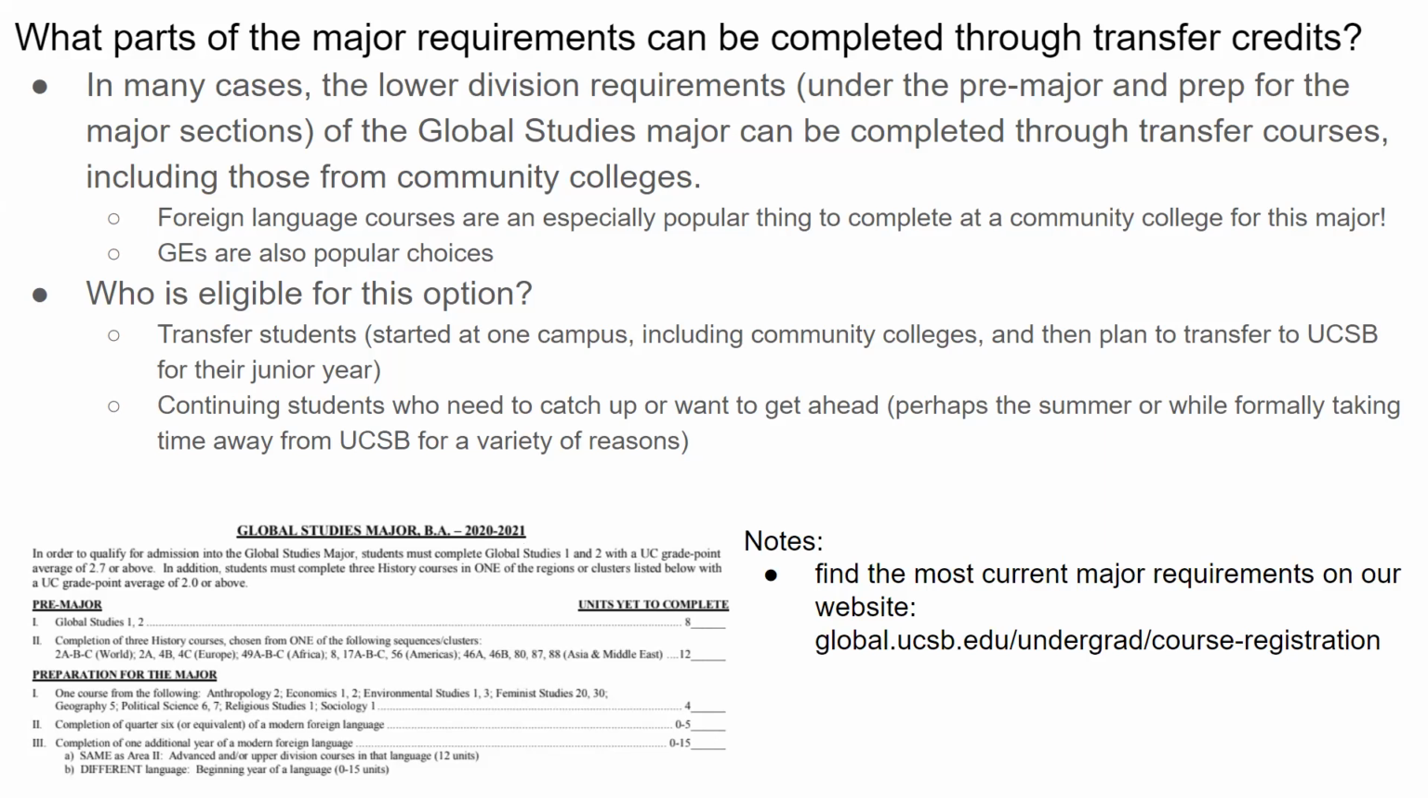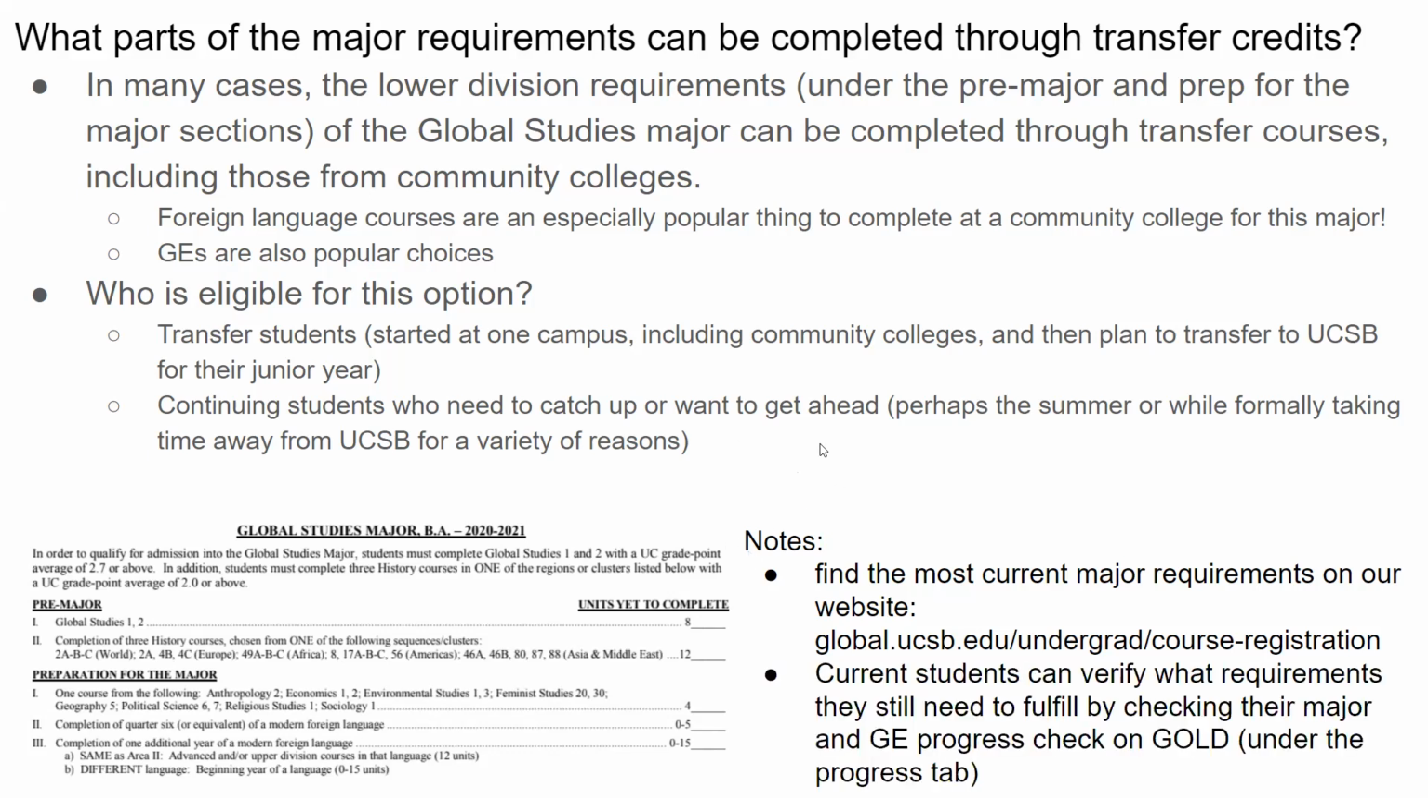Just know if you signed up for the major requirements in a specific year, those are the major requirements that you follow, but you can always look at the most current one just to get a basic sense of what you need to work on. Current students, you can also double check what exact requirements you still need to fulfill by checking your major and GE progress check on Gold. That'll be under the progress tab, and that system will be set to show you which exact version of the major you signed up for, even if there's a newer version of the major that might look slightly different.